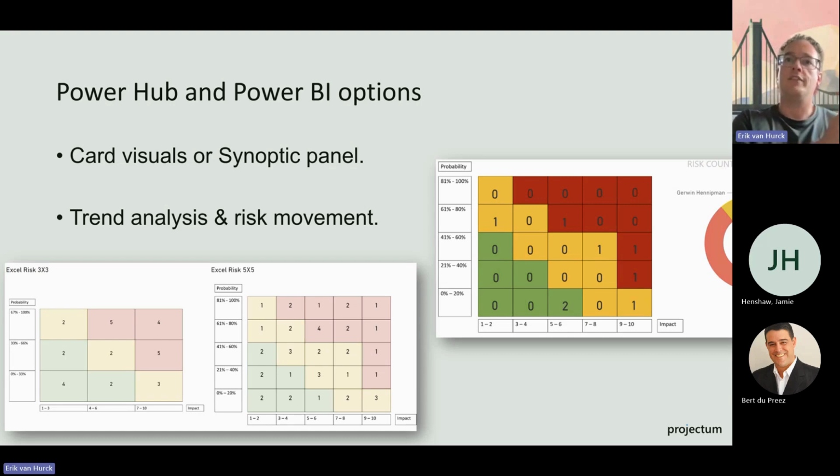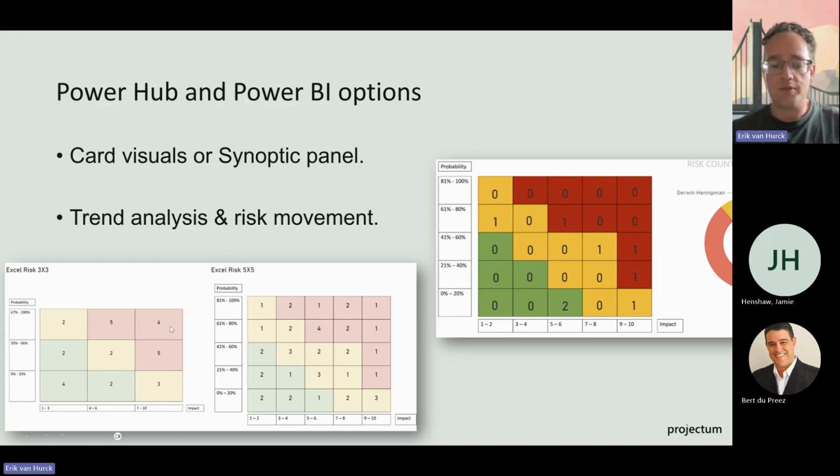If we have a risk and we're mitigating that risk and we're lowering the probability or the impact of that risk, that means that the score of that risk in the overall risk registry is lowering. That trend analysis is something that we can use to see risk movement. But first, let's have a look at the Power BI options.